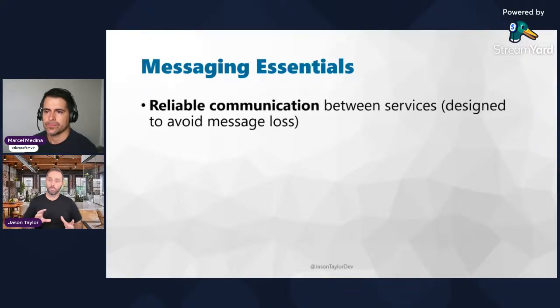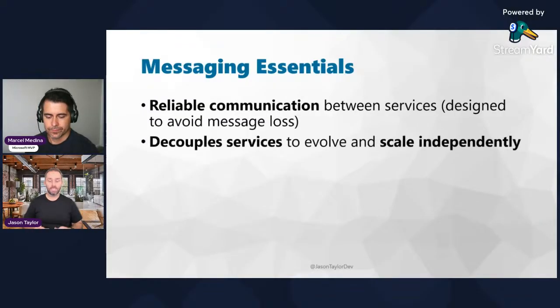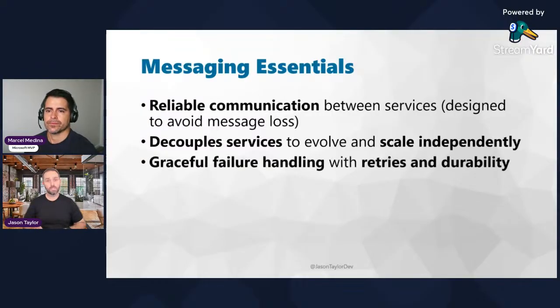Messaging ensures reliable communication between services, so messages don't get lost. They're delivered with durability and with retries. It decouples services so they can evolve and scale independently, and it gives us graceful failure handling. If something goes wrong, messages wait safely and can be retried until the system recovers.